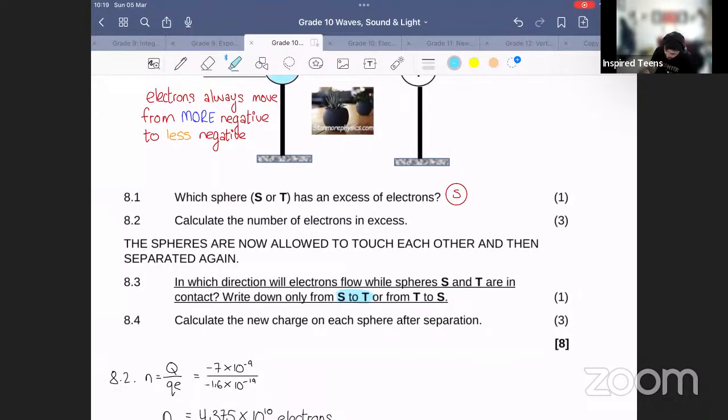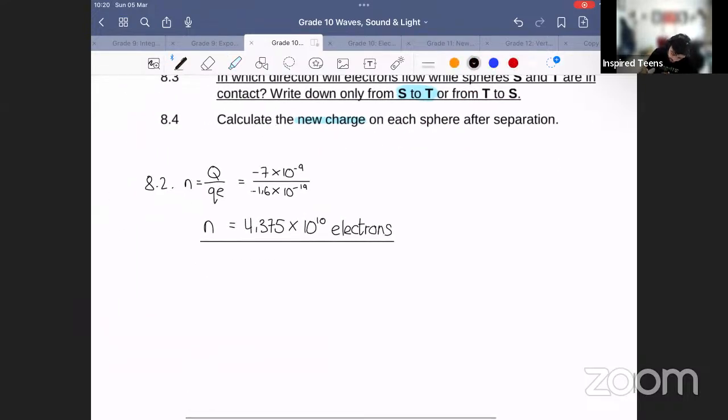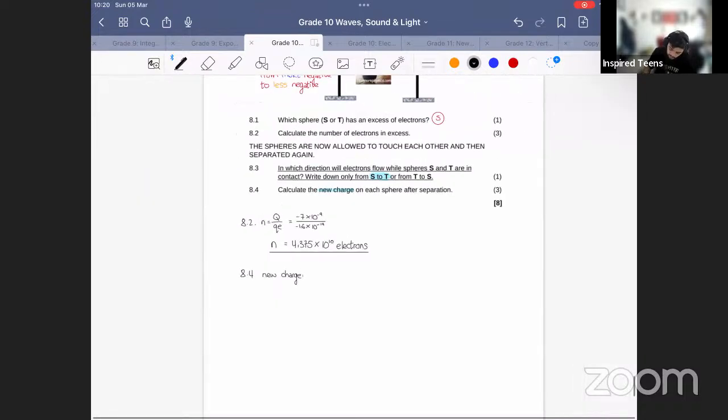Okay, calculate the new charge. So we're looking for the keyword new charge. Calculate the new charge on each sphere after separation. New charge formula is set. So you need to understand, you need to memorize the terminology, memorize the keywords. Okay, let's go back to last week's work.